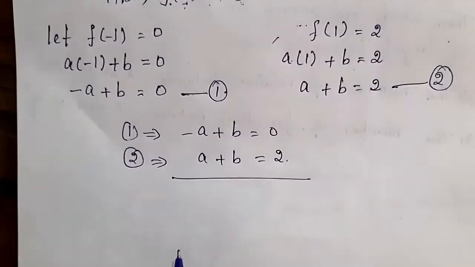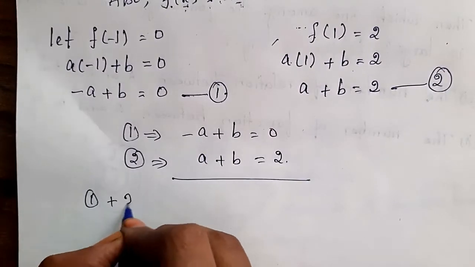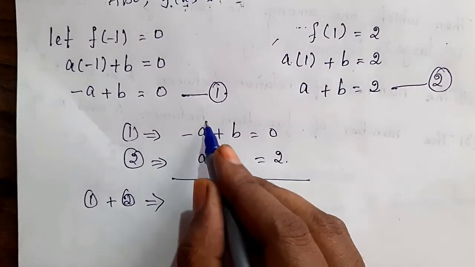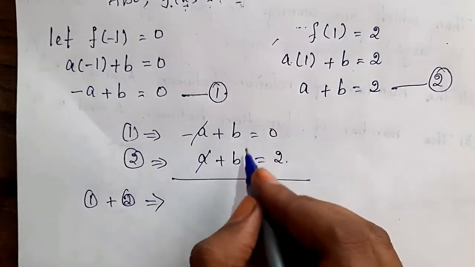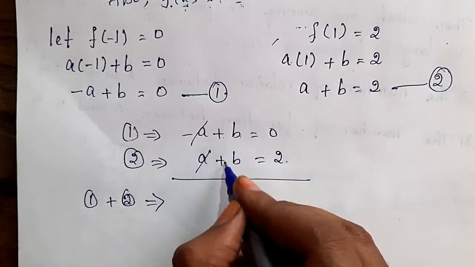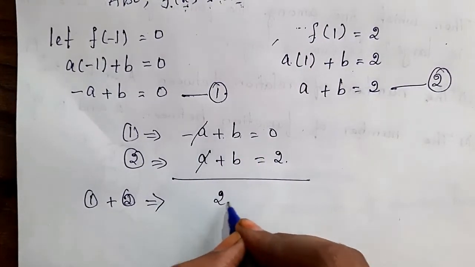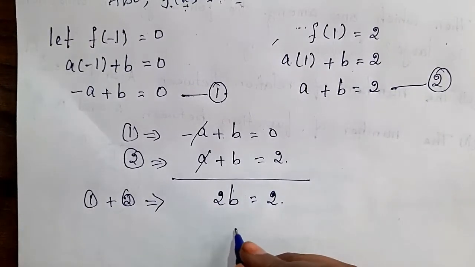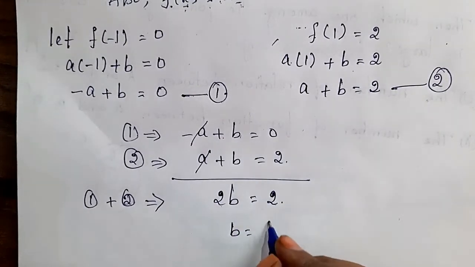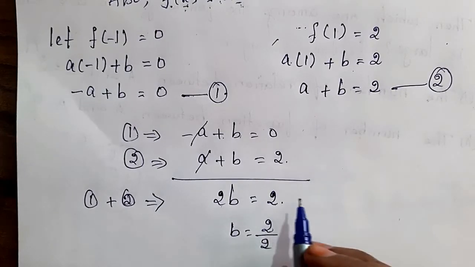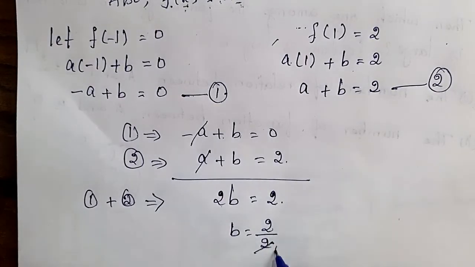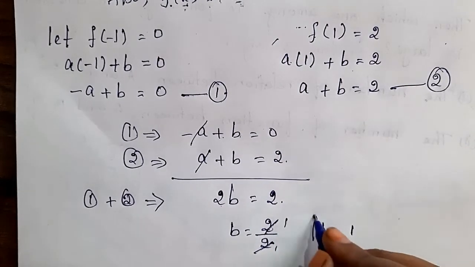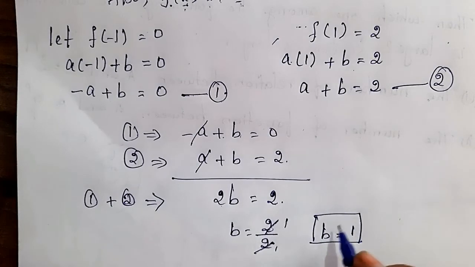Now 1 plus 2, we are going to add. So one is positive, one is negative, both will cancel. When we add, both b's are positive signs. So b plus b, 2b equal to 0 plus 2, which is 2. So b equal to 2 by 2. Am I right? Then cancel it. You got b equal to 1.